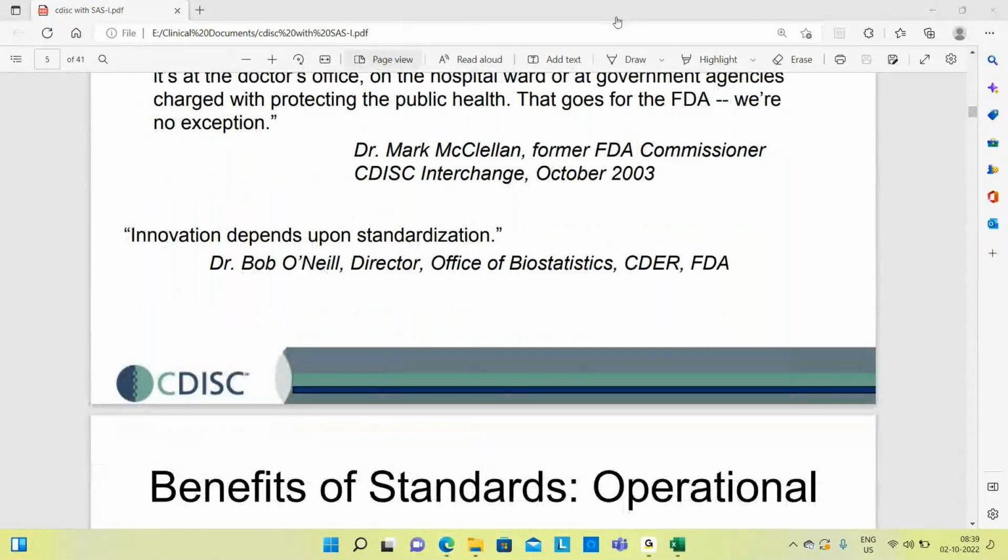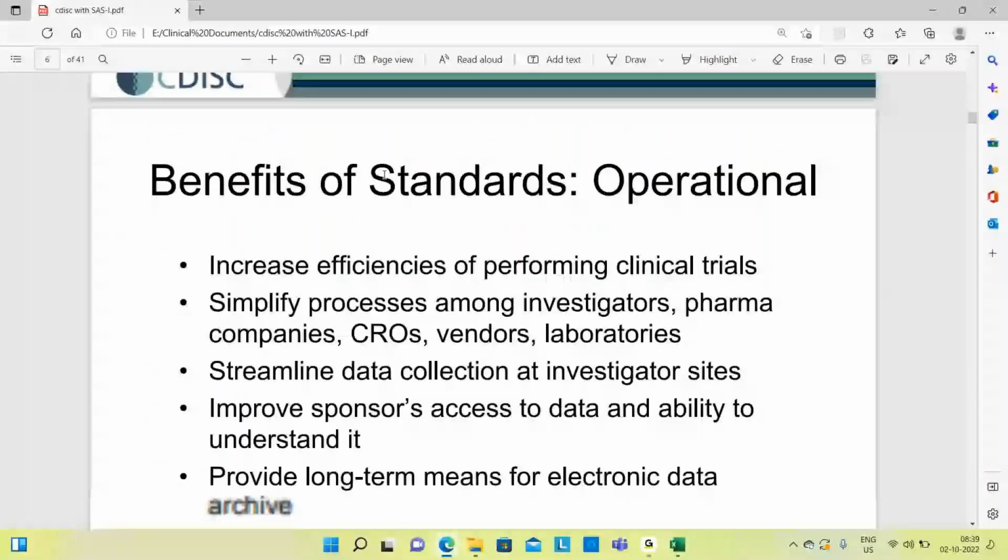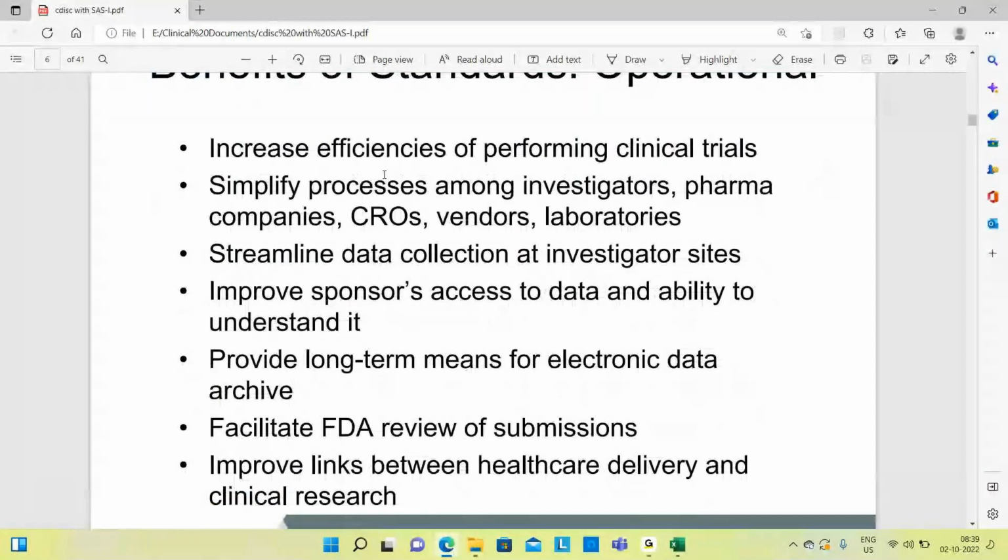Okay, right. I want everyone to mute yourself. Benefits of standards. This is all theory. You will feel it is a bit dry, but you should still know the basics, so it is important. I want everyone to go through this slide.